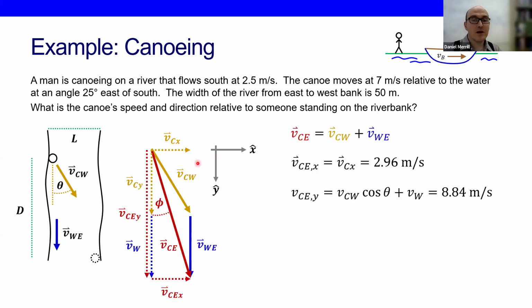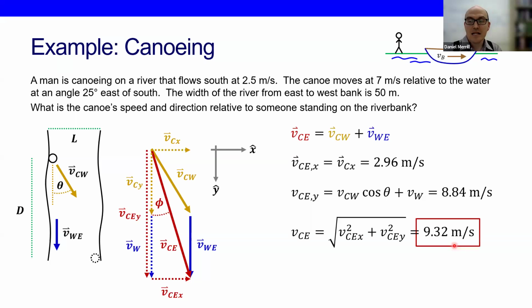Okay, now we can put everything together. We know how fast we're moving eastward. We've worked out how fast we're moving southward. And so we can already work out what the total speed is, i.e. the magnitude of our velocity. Here you can see we've got the southward component and the eastward component. We've got a right triangle. So southward squared plus eastward squared, take the square root. And I got 9.32 meters per second as my overall speed for the canoe relative to the riverbank. So if somebody's standing on the riverbank, they would measure the canoe moving at 9.32 meters per second.